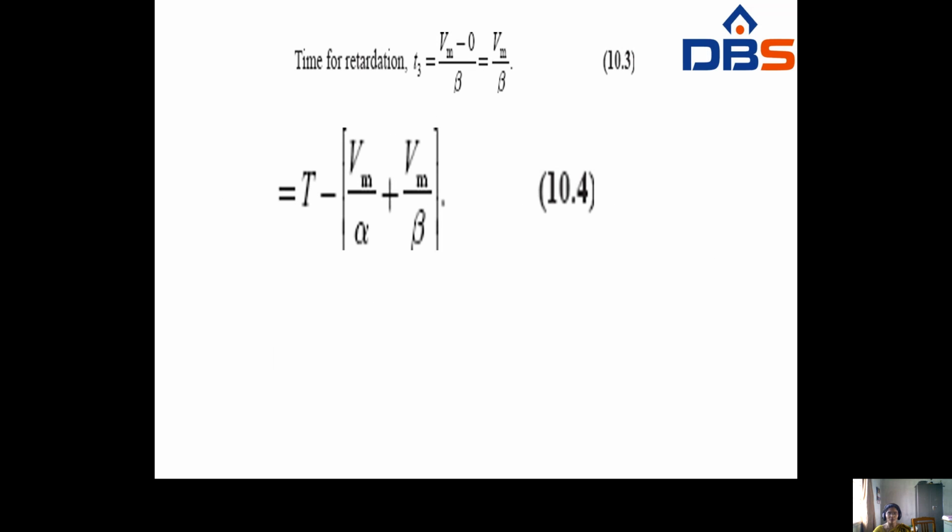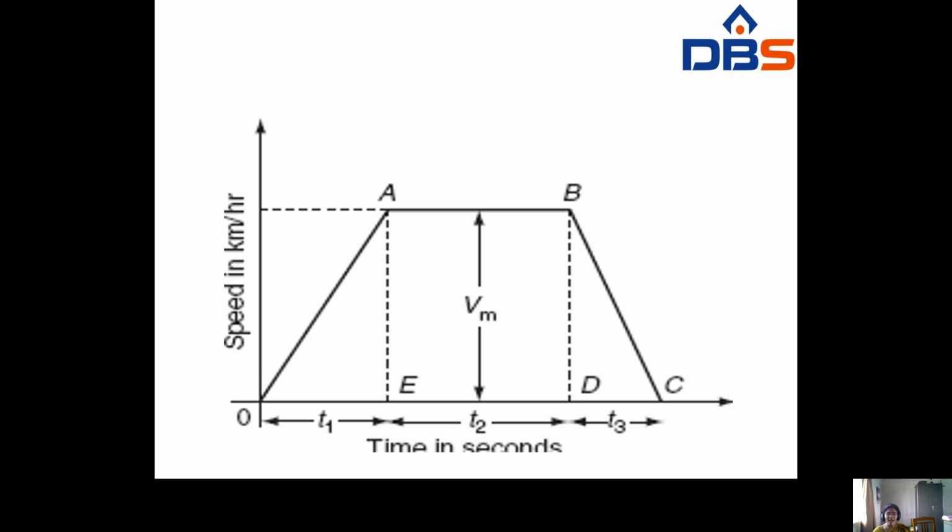So this is the T2 value: T2 equals T minus T1 plus T3, where T1 is Vm by alpha and T3 is Vm by beta. This is the time period for the free running period. T2 is the time the train takes for running along at constant speed.